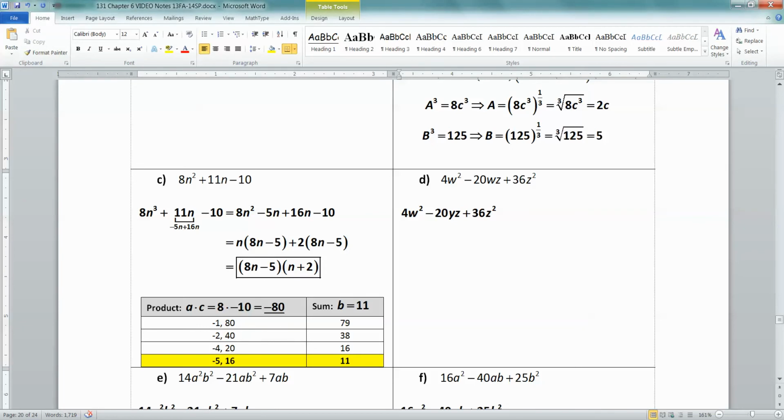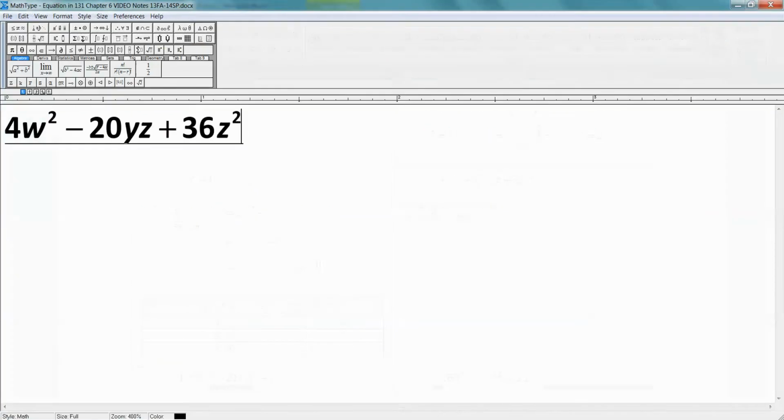All right, now we've dealt with a trinomial where the leading coefficient was not 1. Those are kind of brutal. Let's move on to the next one. Uh-oh, this doesn't look promising. It starts with a 4. But 4 is common to all of these terms, so we can take a 4 out.